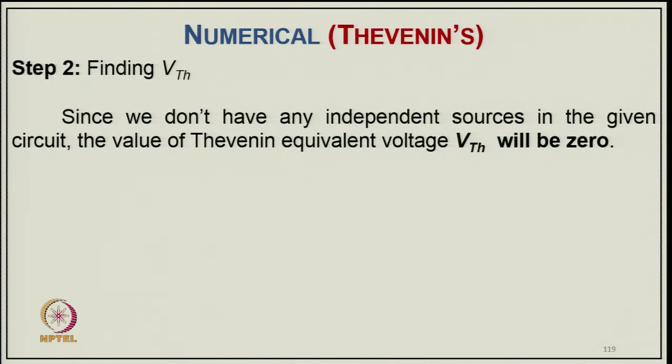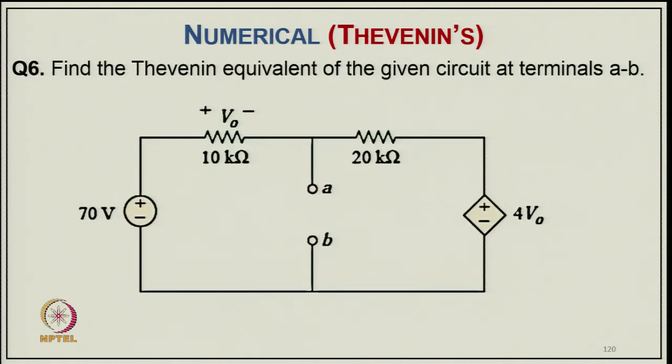Now, coming to step 2, finding the VTH. Since we do not have any dependent voltage source in this circuit, the value of the Thevenin equivalent voltage will be 0, and this is typical.